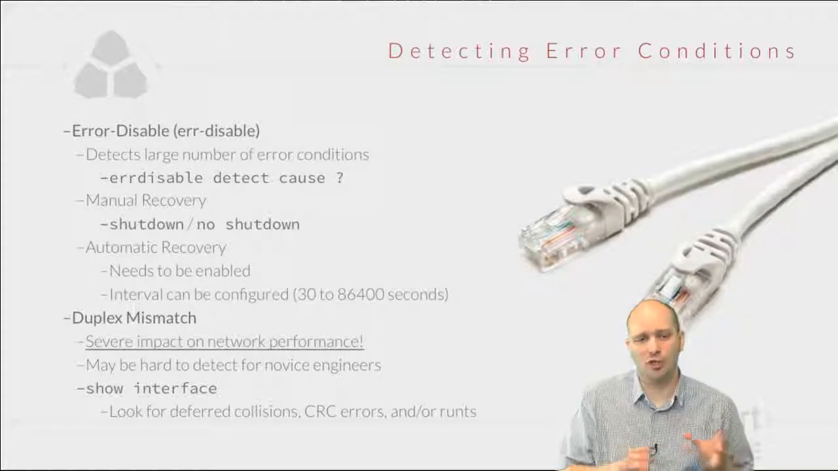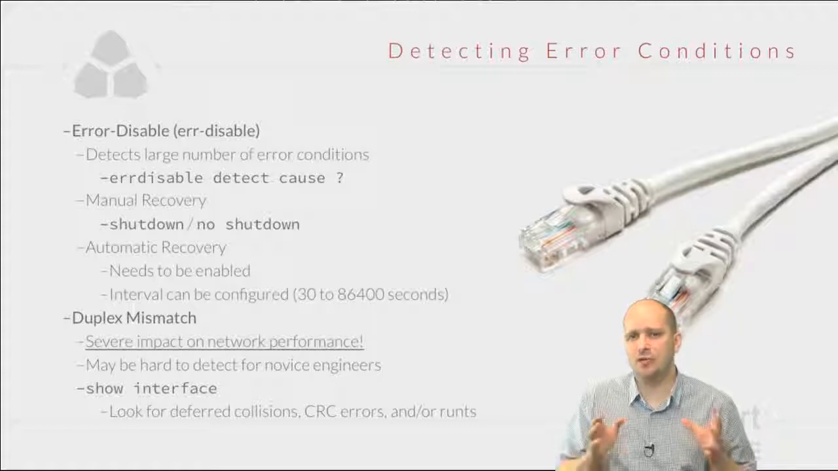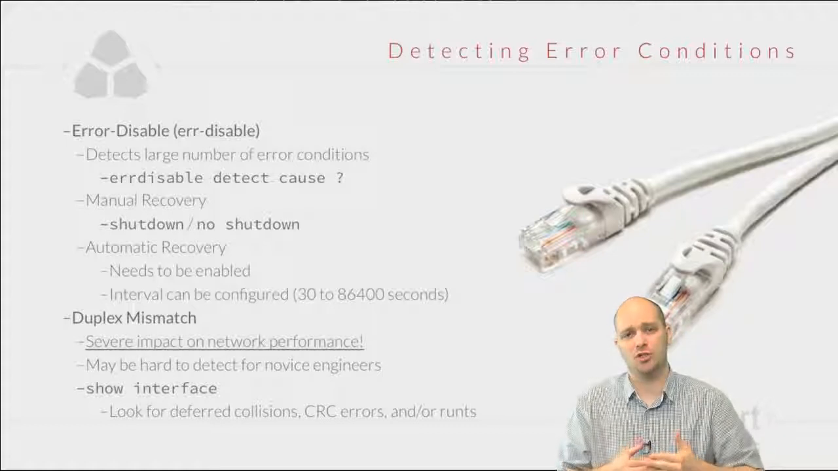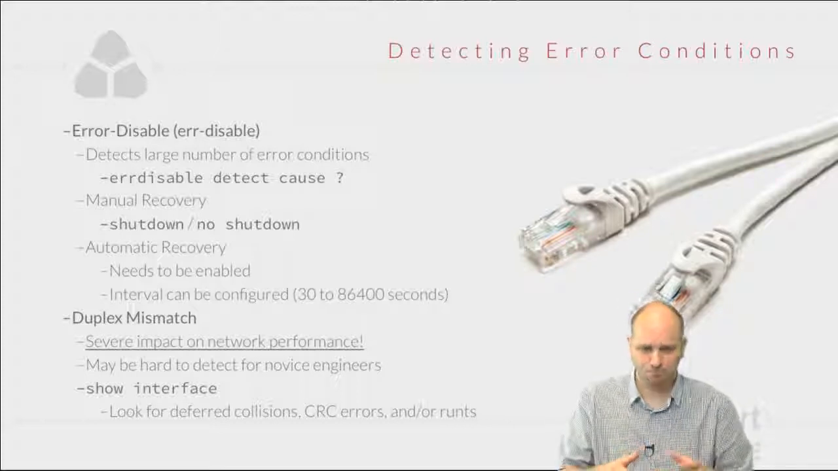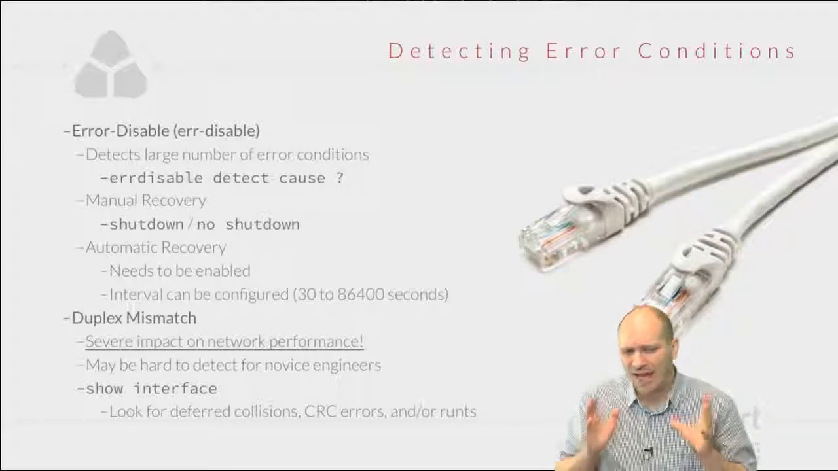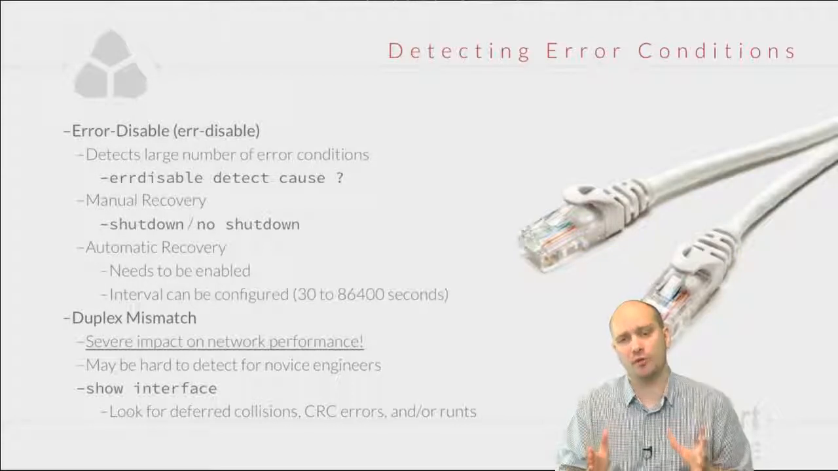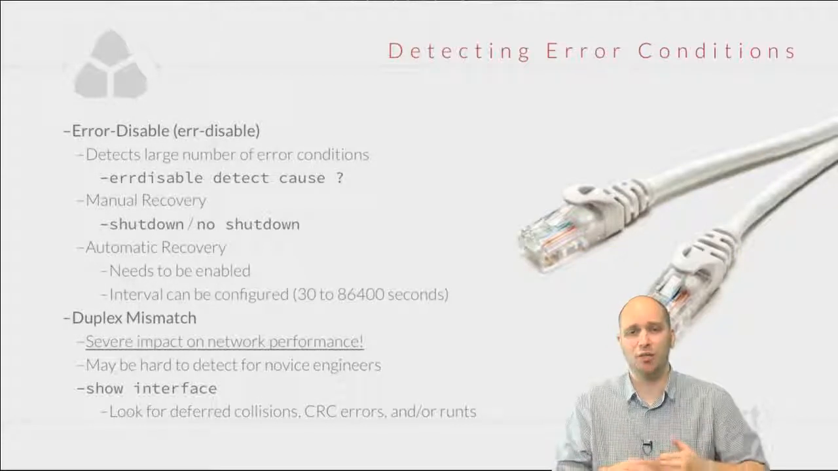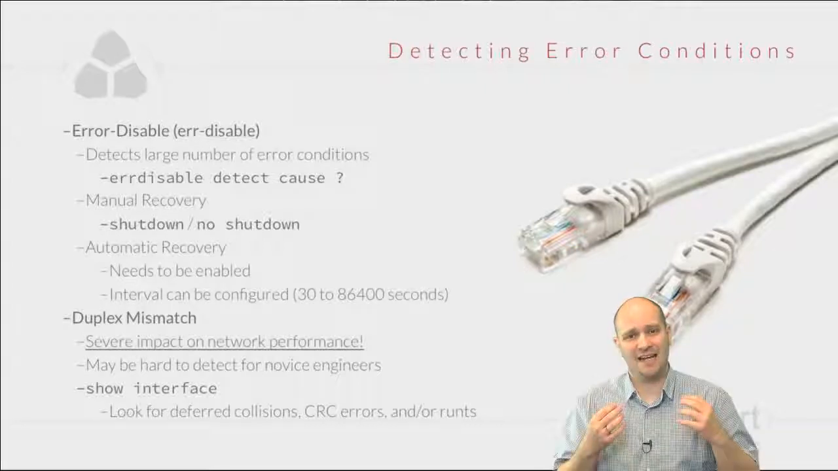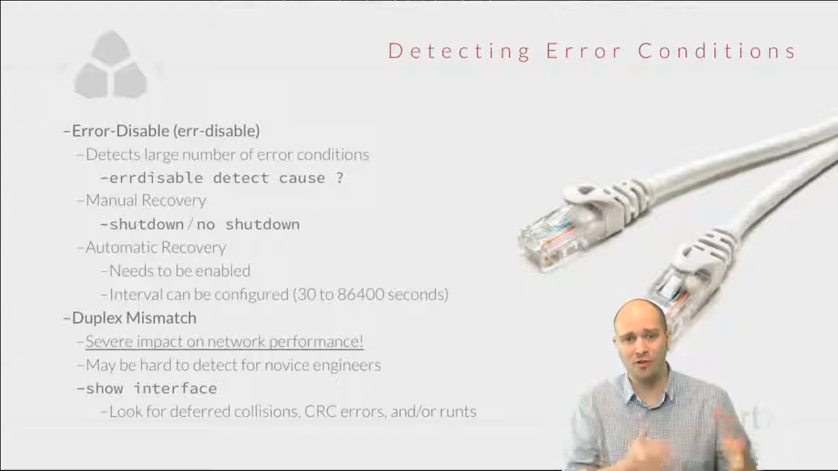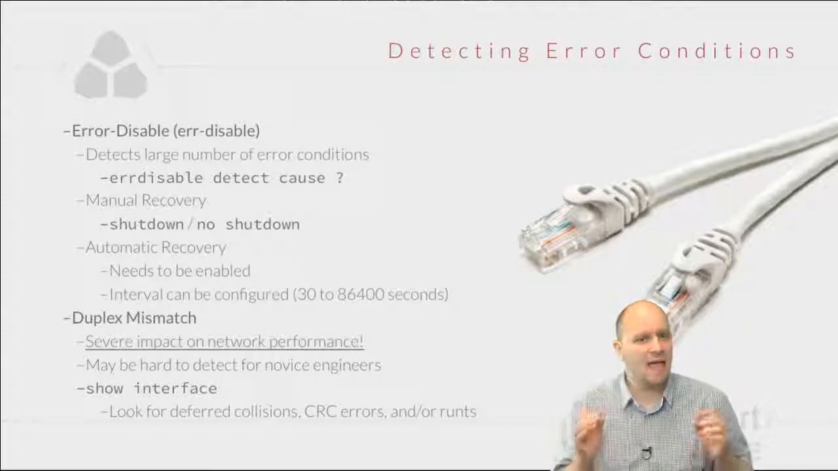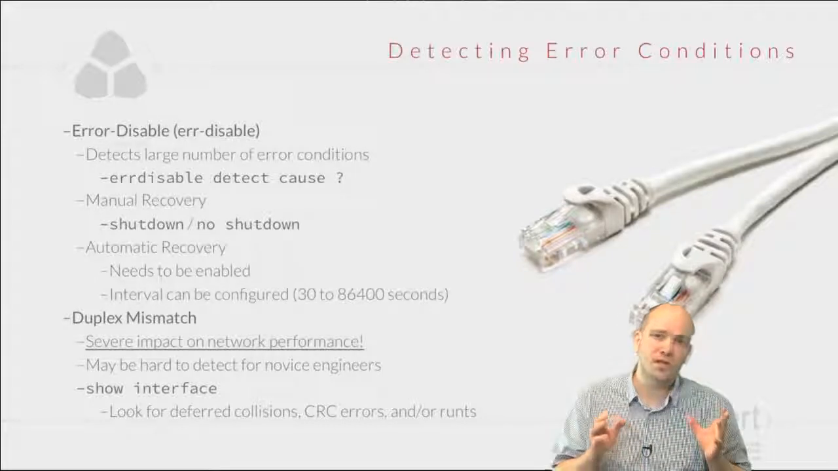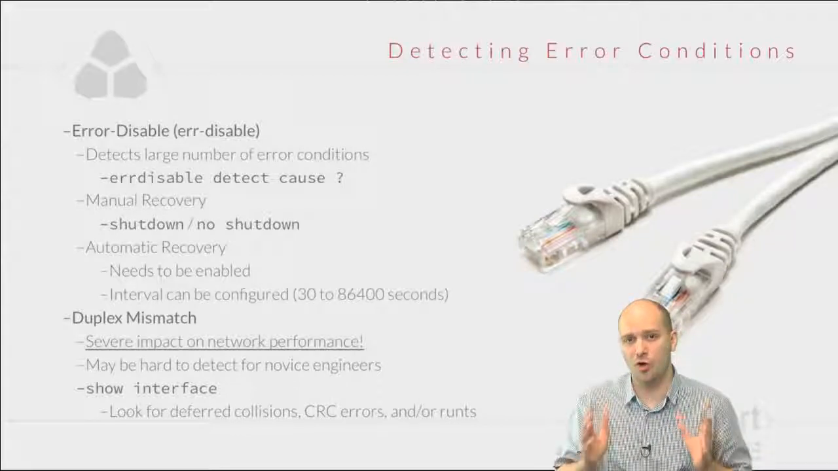The last thing that I want to talk about today is a very common error condition in networks, which is called the duplex mismatch. This is the situation when one side of the connection is configured for full duplex and the other side is configured for half duplex. Now, this can have severe impact on network performance. It is going to get worse if you have large amounts of traffic going through your network, and it can drop the transmission rates from 100 megabits per second down to about 10 megabits per second. And this is a situation that may be rather difficult to figure out for novice engineers.